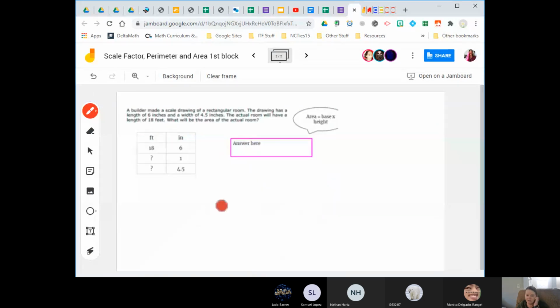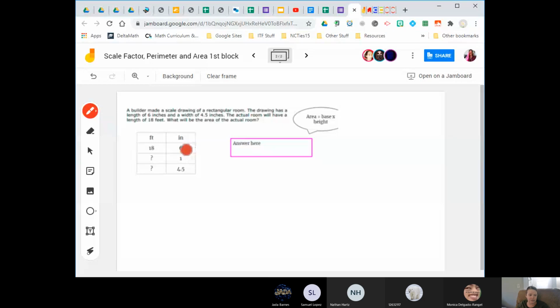So everybody should be on slide 2. And this should look familiar. It's a problem that you had on yesterday's assignment. And this one deals with area. So a builder made a scale rectangular room. The drawing has a length of 6 inches and a width of 4.5 inches. The actual room will have a length of 18 feet. What is the area of the actual room?